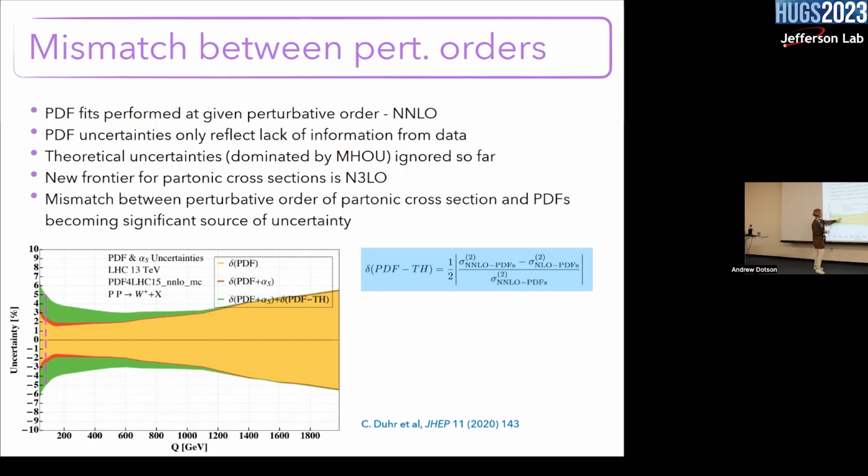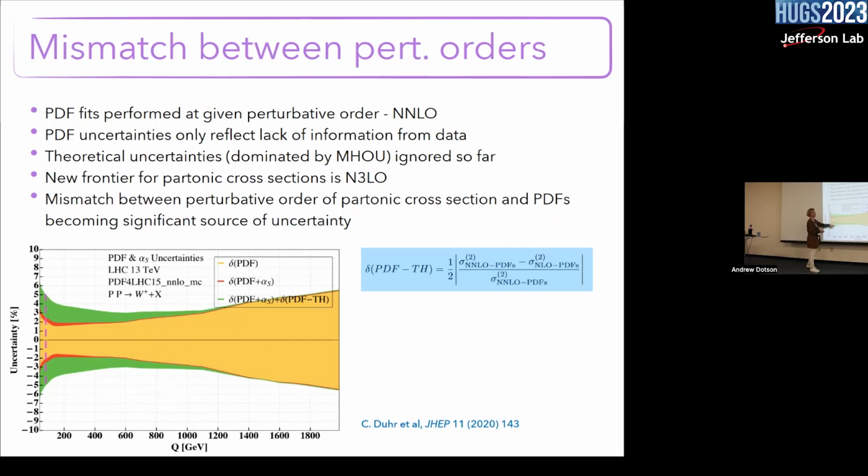So there is the PDF uncertainty. This is, for example, the uncertainty on W production. The yellow one is the PDF uncertainty that goes between 1.5% up to 5% at larger values of the mass. And then you have the PDF plus alpha S variation that you have here.